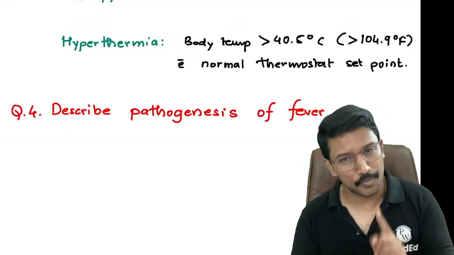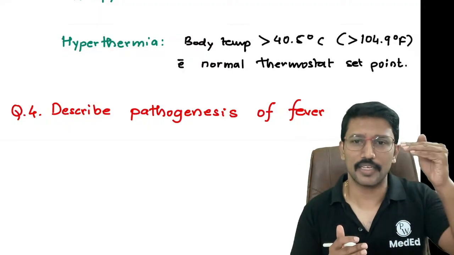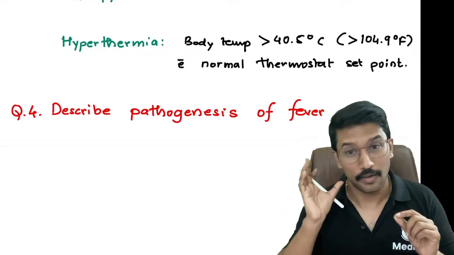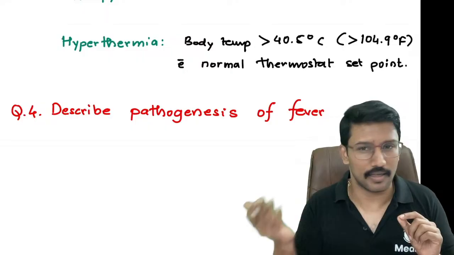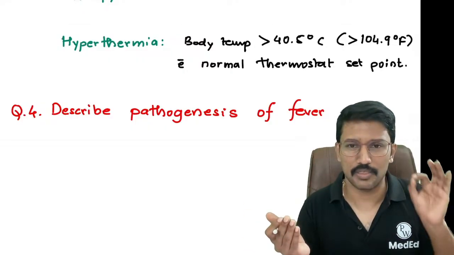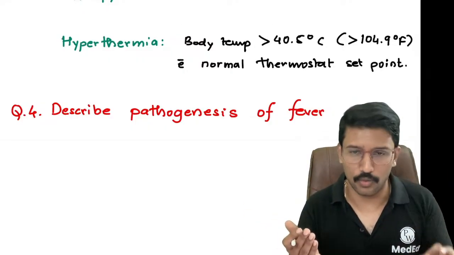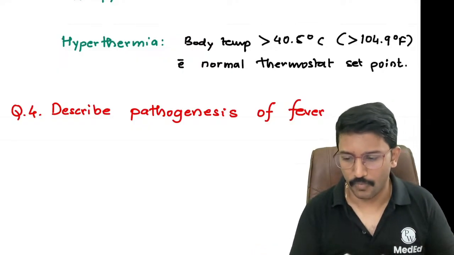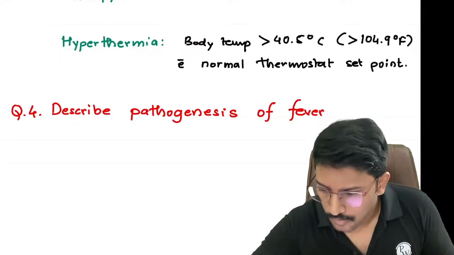In fever, the hypothalamus is the criminal. It has elevated the set point, and that is why the whole body is trying to increase the temperature. In hyperthermia, the body is probably the criminal, like in malignant hyperthermia. The hypothalamus is innocent. It is trying to regulate the body temperature, but it is failing. Clear? Okay.